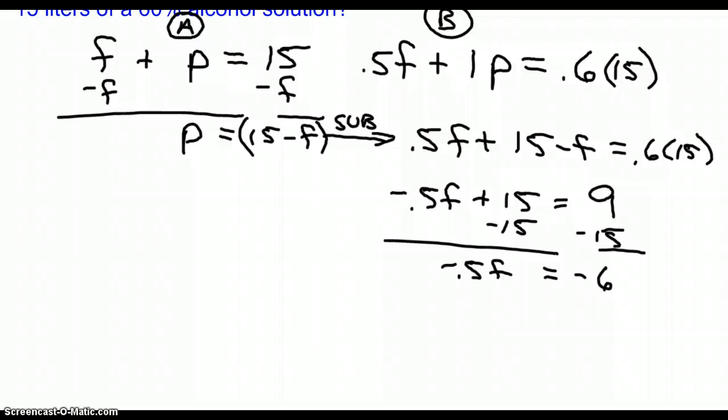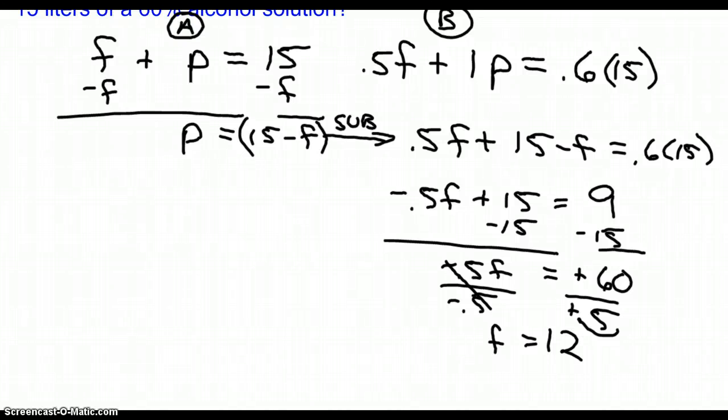So at this point, we're ready to divide by negative 0.5. That gives us 1F, and I have a negative being divided by a negative. And once again, I have a decimal in my fraction. We can change both of those terms to positive terms. Negative divided by a negative is a positive. And what is 60 divided by 5? It is 12. All right, so F represents our 50% mixture. So we have 12 liters, it looks like, of 50% mixture.